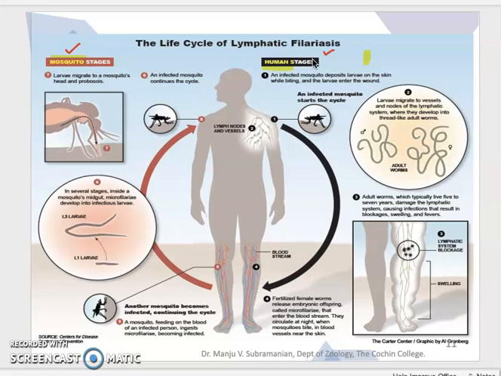Since they complete the life cycle in two different hosts, they are called digenetic parasites, and the parasite resides in the human lymphatic system. The first larva is the microfilaria, and the microfilariae present in the circulation migrate between the deeper circulation and the peripheral circulation of the blood vessels.